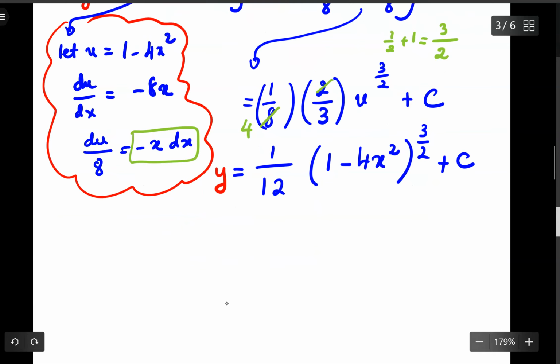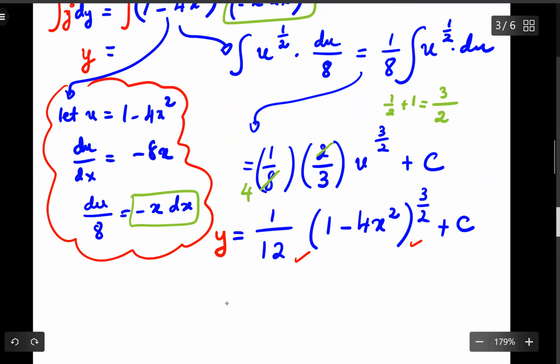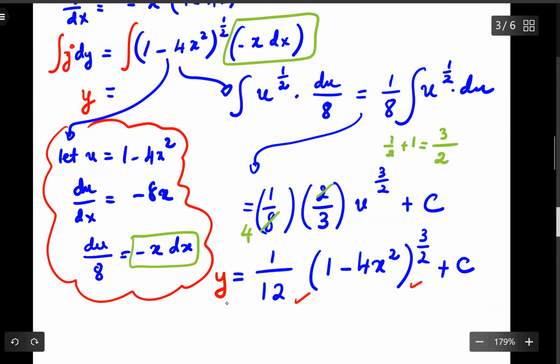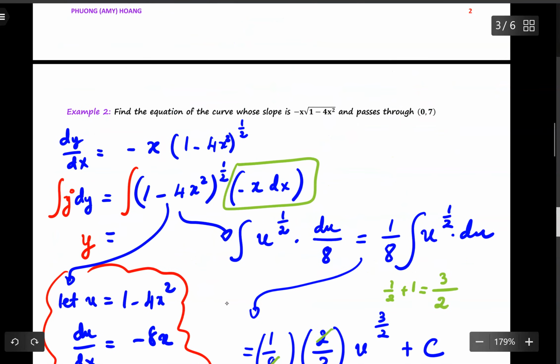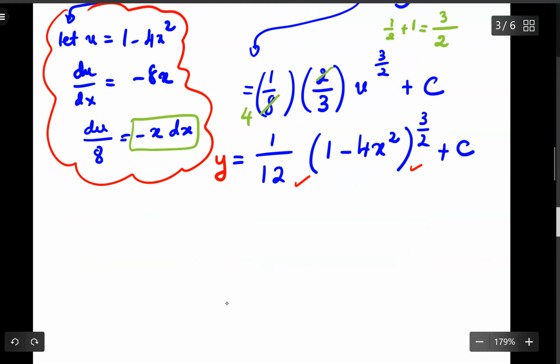Now what you do is substitute the points that are given to you into this equation so that you can solve for c. Before we do that, we are going to double check that we have this equation correct, or else we will substitute the values into the wrong equation, which is not a good idea. So we have all of that correct. The point given for us is 0 and 7. So when x equals 0, y equals 7.